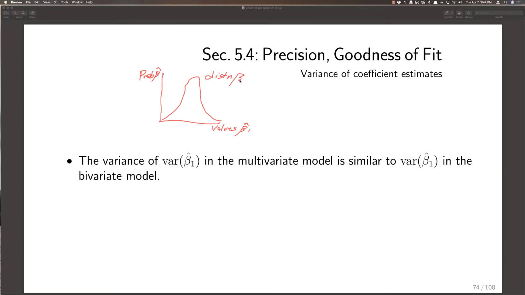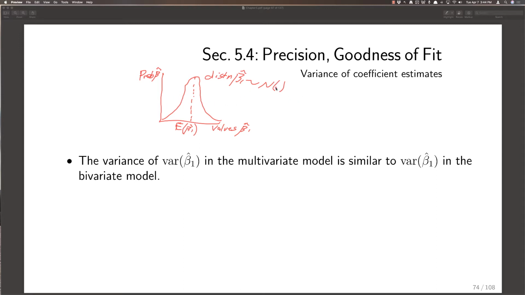So the distribution of beta 1 hat is distributed as normal, and it's got a mean, which is the expectation of beta 1 hat. And what we hope is that if we're unbiased, the expectation of beta 1 hat equals the true beta 1. And one of the big things we're concerned about, especially when it comes to testing the statistical significance of a particular beta 1 hat, is the width of this distribution. How wide or skinny is it?